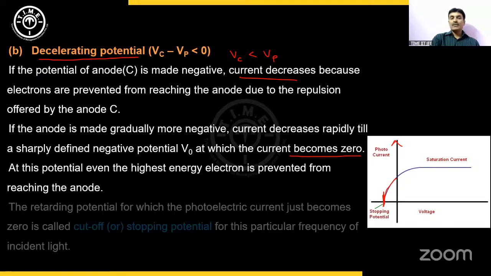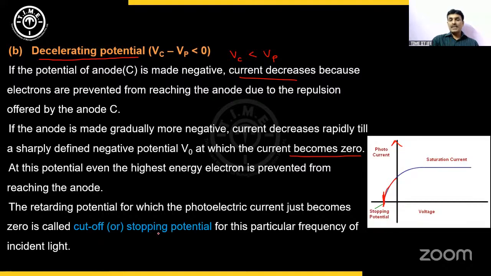So that is called cutoff voltage, cutoff potential, or stopping potential, at which even the fast moving electron is stopped. Fast moving electrons, or electrons with high kinetic energy, are also not able to reach the anode because of the high negative potential. That potential is called the stopping potential because it stops even the fast moving electrons. Clear?